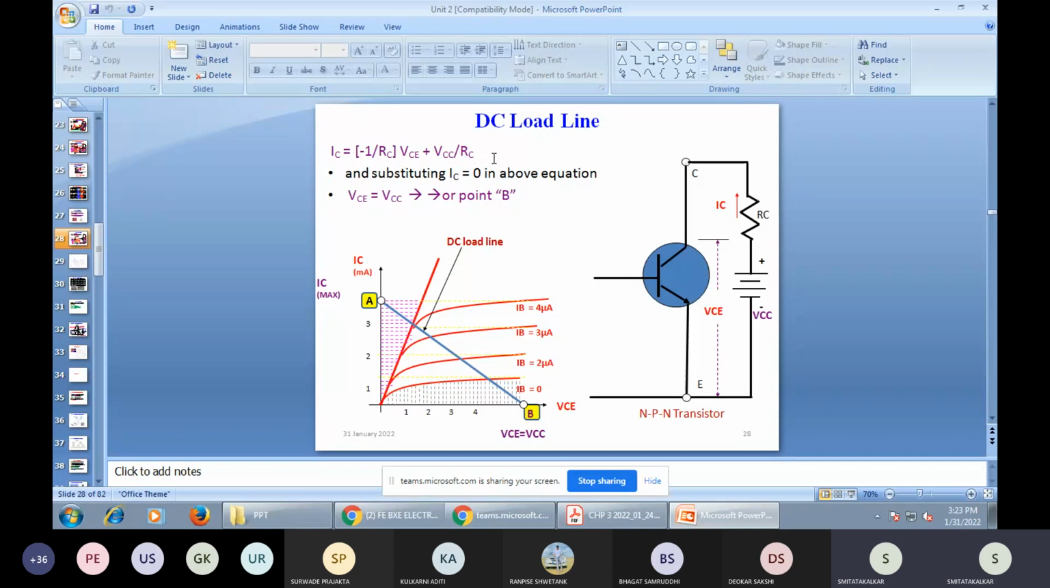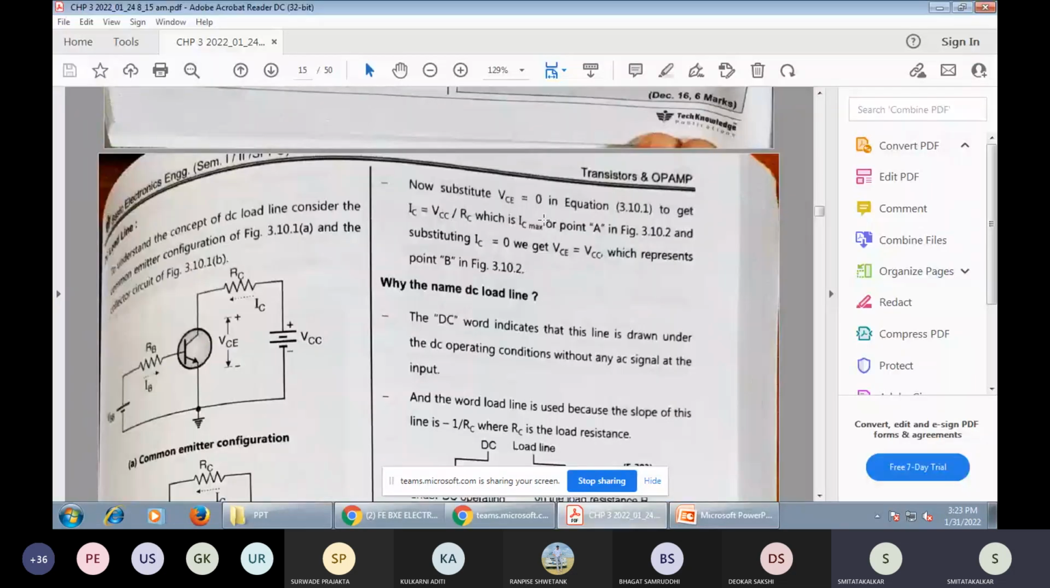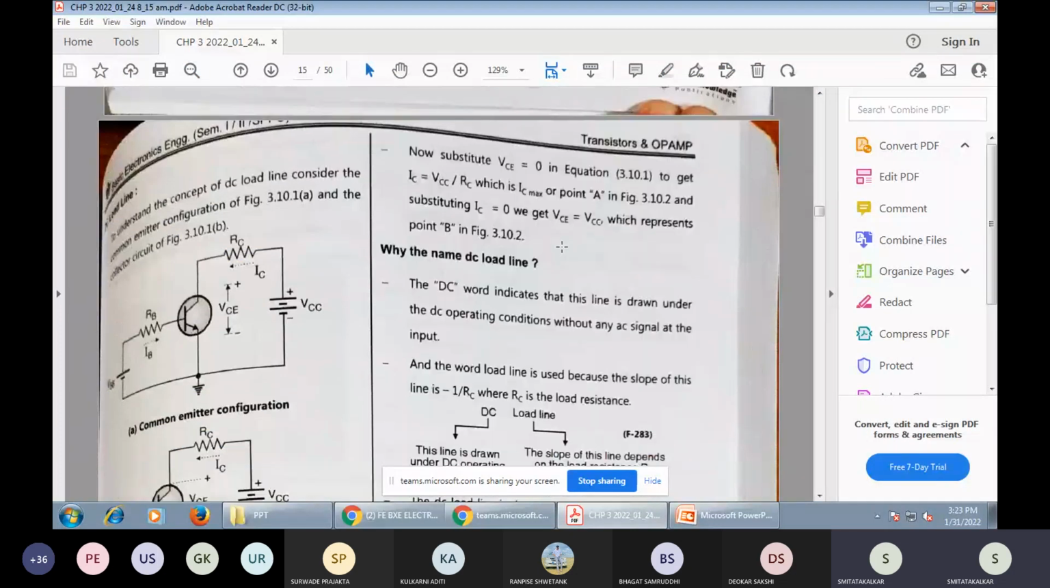If we substitute 0 in the current equation, then the output voltage is 0, and IC is equal to IC max. At that point, you can substitute IC 0. If the voltage is 0, my current will be maximum, and if the current is 0, my voltage will be maximum. From these 2 points we can identify the DC load line.